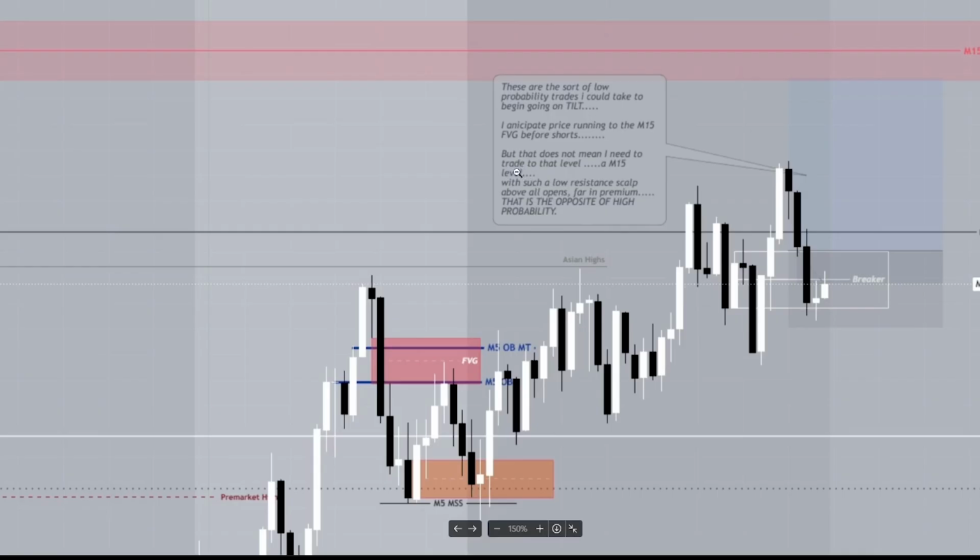You see? So I'm saying such a low probability scalp above all the opens, far in premium, is the opposite of a high probability trade. It's so low probability, and these are the trades that get us most of the time, with the fear of missing out on this move higher.